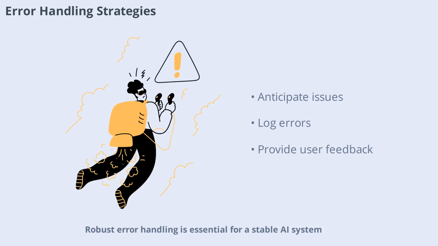Robust error handling is essential for a stable AI system. Anticipate potential issues and implement strategies to handle errors gracefully. Log errors for analysis and provide meaningful feedback to users. Effective error handling minimizes downtime and improves user trust.